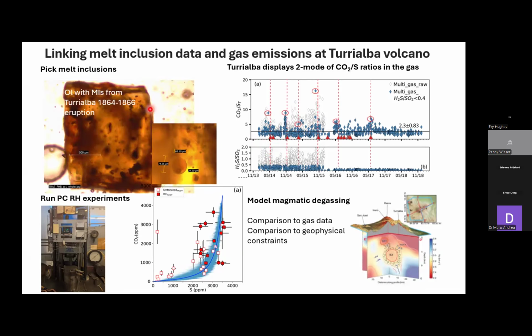So we used olivine-hosted melt inclusions from Turrialba, and we ran rehomogenization experiments in the piston cylinder to rehomogenize the vapor bubble. Here we can see the solid symbols are the rehomogenized CO2, which is much higher compared to the untreated CO2. And then, guided by the melt inclusions, we ran a degassing model to model the CO2 and sulfur evolution in the melt and also in the gas, so we can compare to the gas data. Lastly, we also compared it to the geophysical constraints.